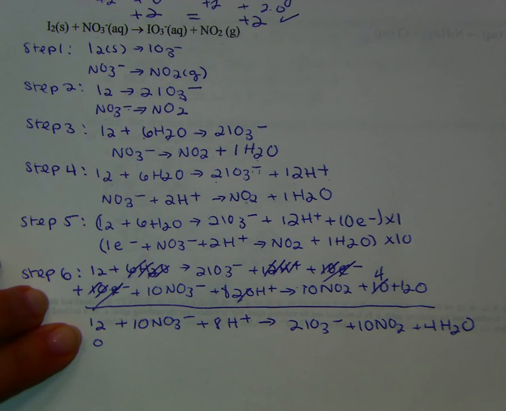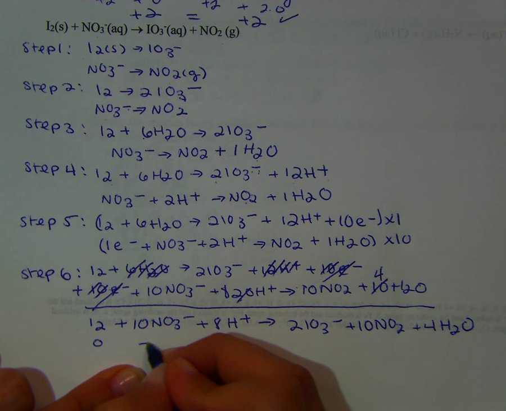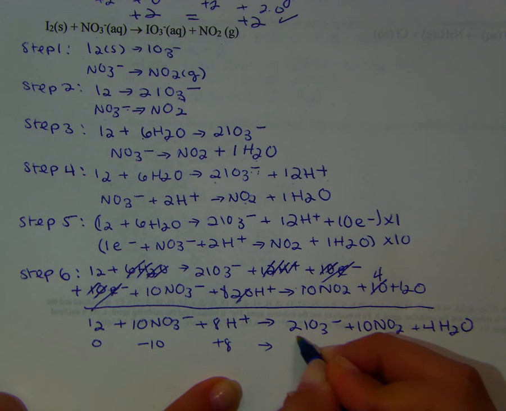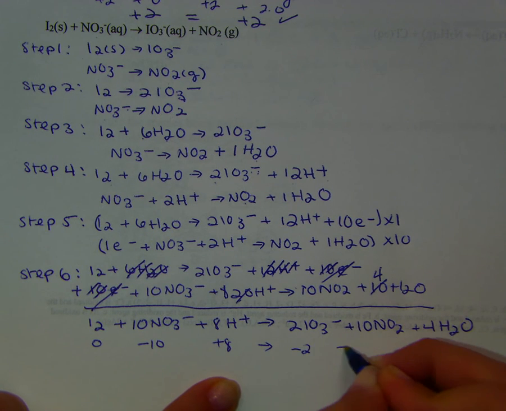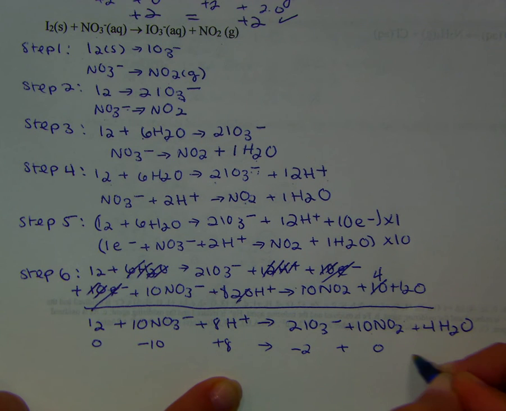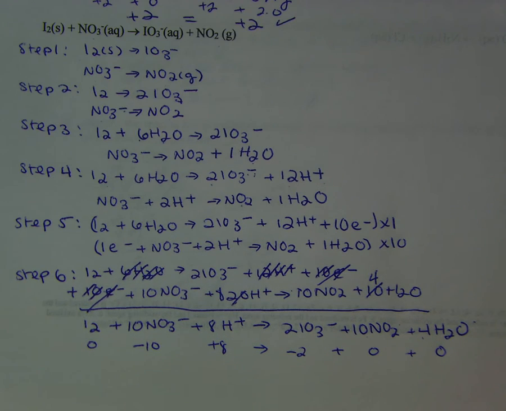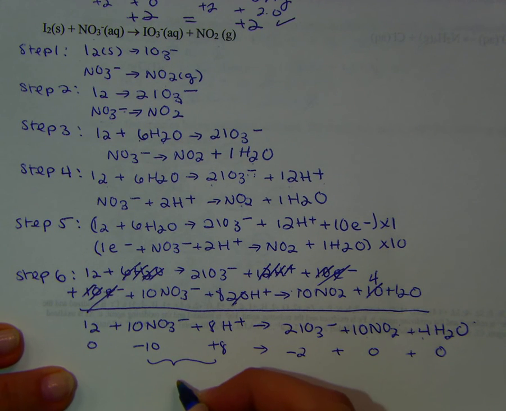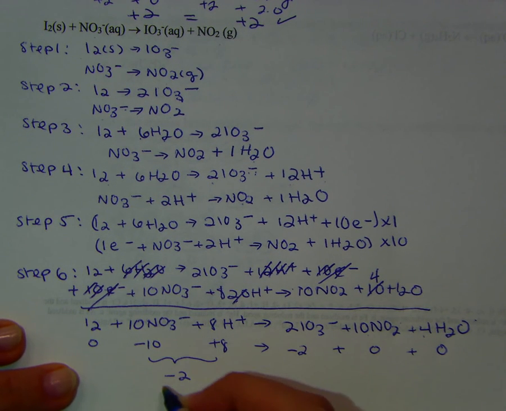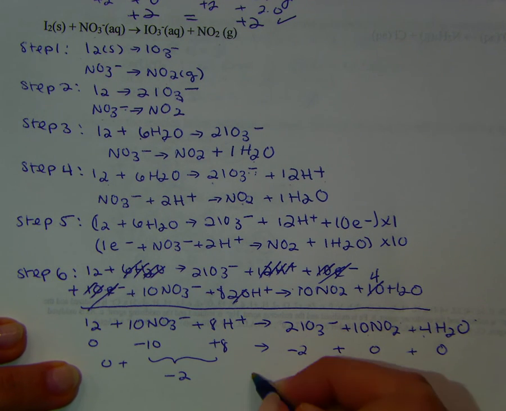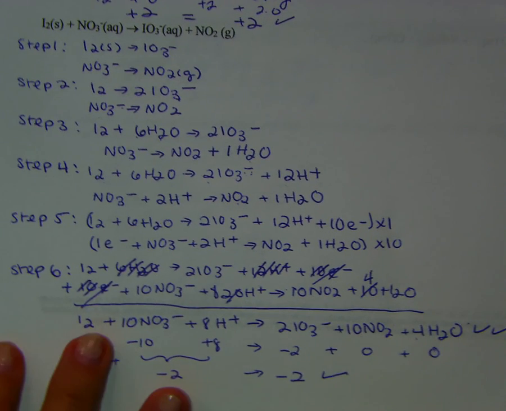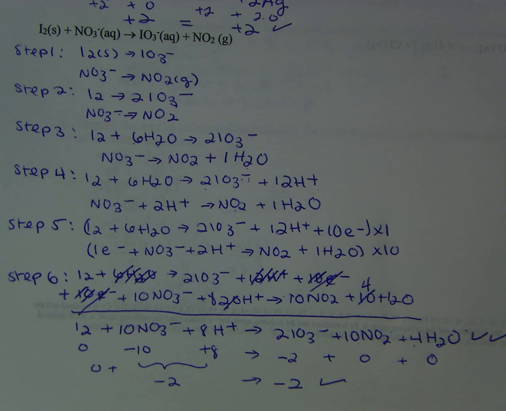I2, that equals 0. 10 times negative 1 is negative 10. H plus is positive 8. This becomes negative 2 plus 10 times 0 is 0. Plus 4 times 0 is 0. Okay, I reduce this one down. This becomes minus 2 plus 0, so that's nothing. And this becomes minus 2 plus 0 plus 0. Minus 2. We've done it. This is correct. Whew.